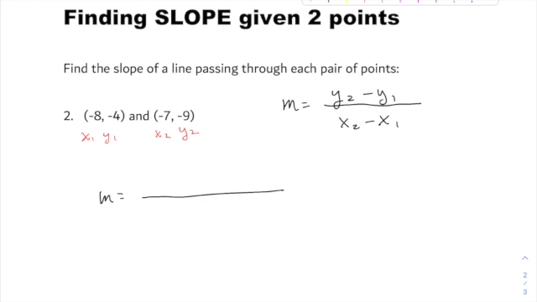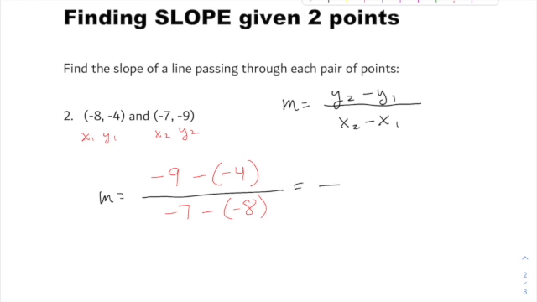So our slope is going to be y2, which is negative 9, minus y1. And y1 is a negative, so you're going to be doing minus a negative. Getting a double negative there, we'll handle that, but just be very careful. Over x2, which is negative 7, minus the other x value, x1, which is negative 8.